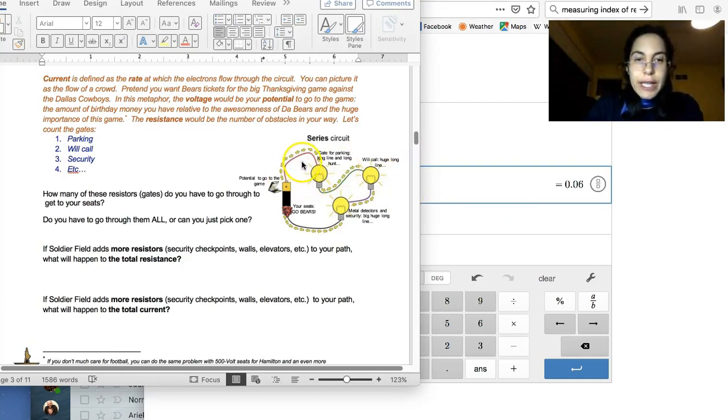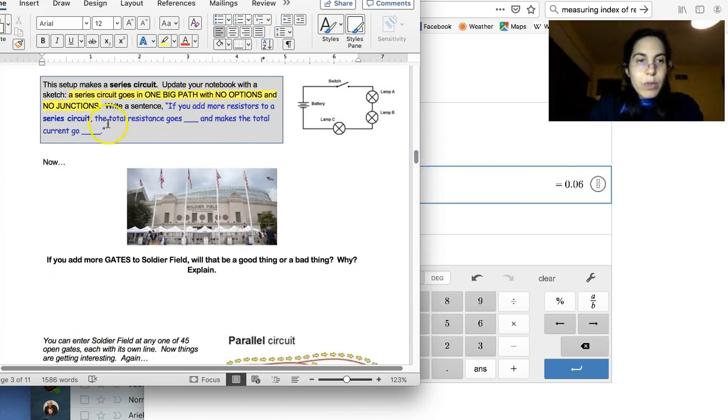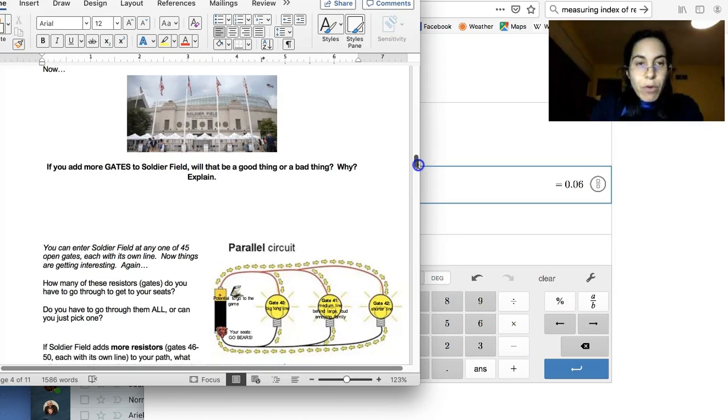A series circuit has you going through huge long lines, checkpoint after checkpoint after checkpoint. The more checkpoints you go through before you finally get to your seat, the harder it's going to be to get there, the slower you'll move, and the longer it'll take to get you there. You'll have a fairly low current. If you add more resistors to a series circuit, the total resistance goes up and makes the total current go down. But a parallel circuit, those aren't checkpoints, they're gates.